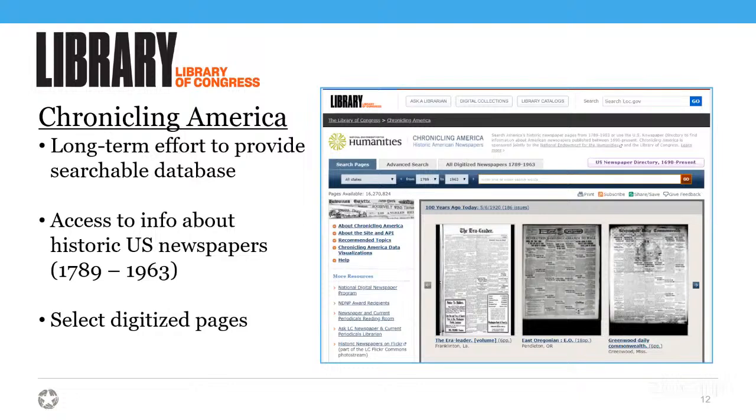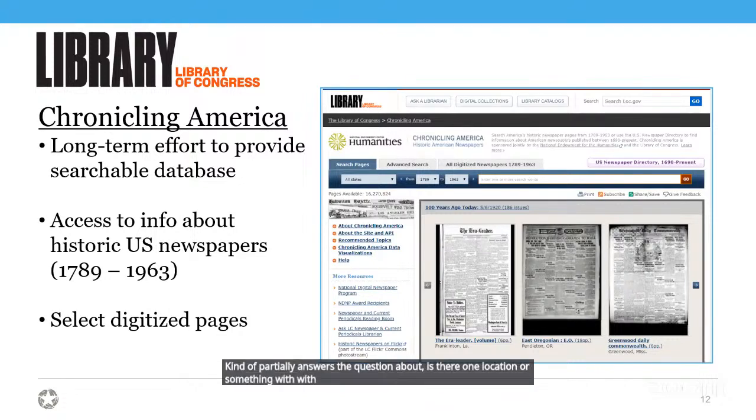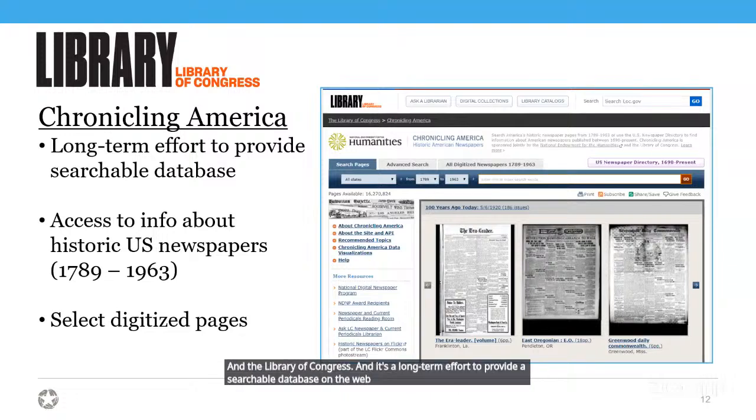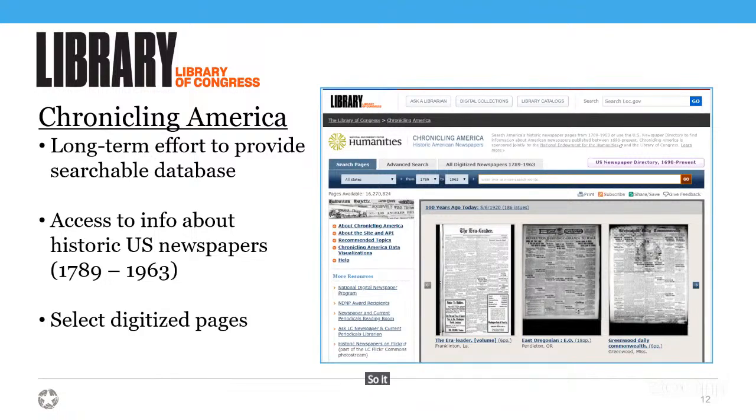Kind of partially answers the question about is there one location or something with a list. This is kind of one of those, yes, kind of. So the Library of Congress has a really great resource, Chronicling America. This is a collaboration of the National Endowment for the Humanities and the Library of Congress. It's a long-term effort to provide a searchable database on the web to access information about historic newspapers. It provides select digitized newspaper pages that are produced by the National Digital Newspaper Program.